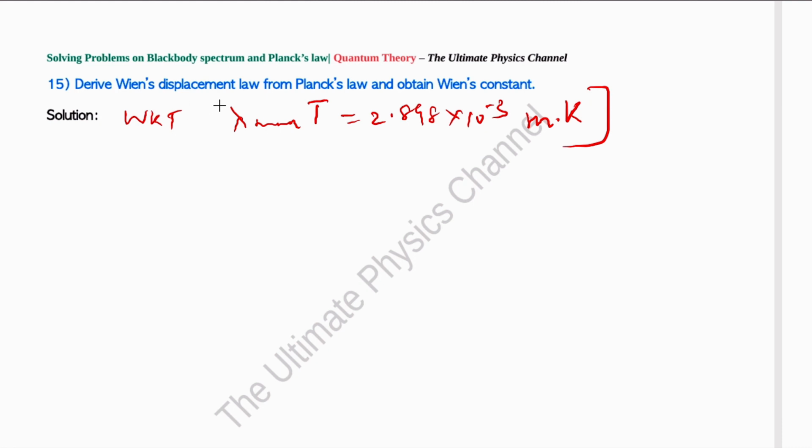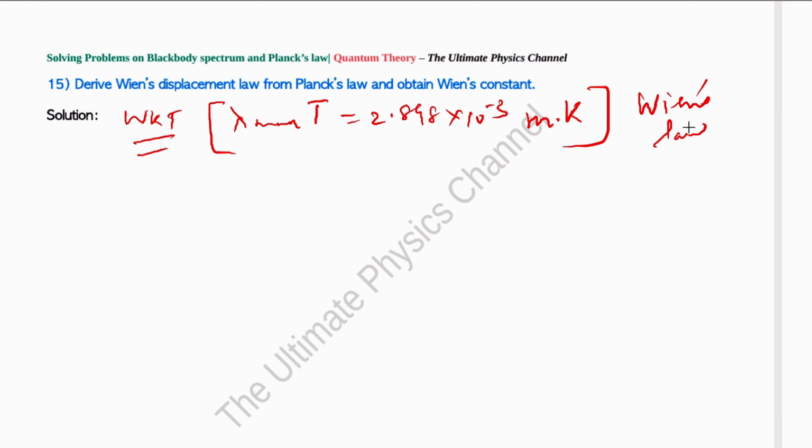Derive the Wien's displacement law from Planck's law and obtain Wien's constant. Right, so again we have to start from Planck's law and try to derive the Wien's displacement law. We know beforehand that lambda max times t is a constant, which is the Wien's constant, in meter Kelvin. So this is the Wien's law that we are supposed to know, derived from Planck's law, right?